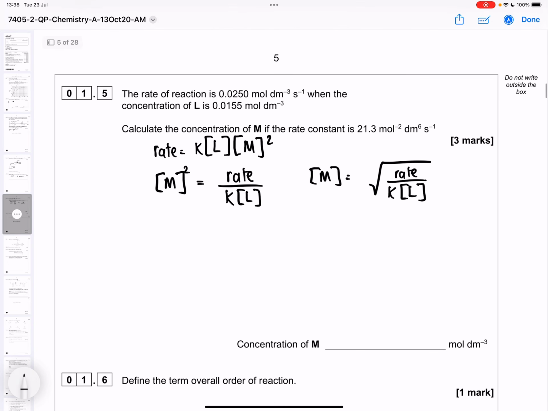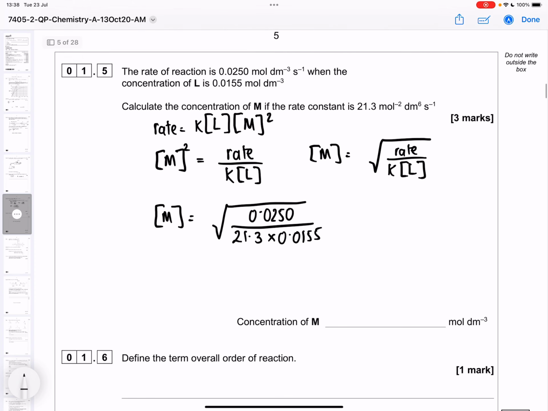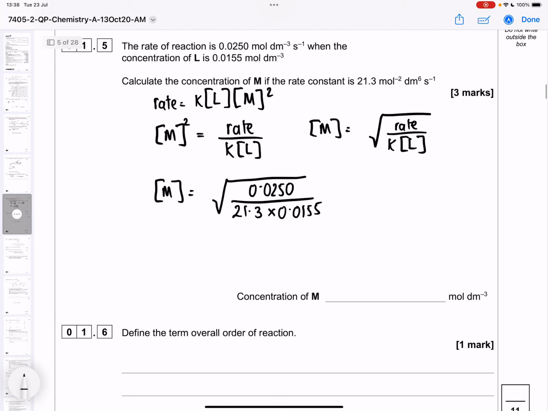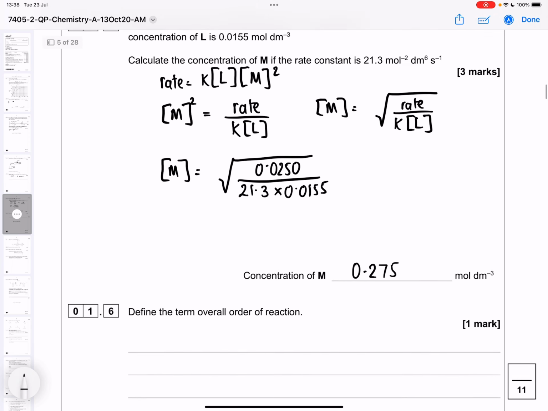So we can put the numbers in. So square root of 0.0250 divided by 21.3 times 0.0155. I want to put all of that into our calculator. So the square root of 0.025 over 21.3 times 0.0155. And we're square rooting that, and we're getting 0.275. And I'm going to give my answer to 3 significant figures because that's what the numbers were given to.